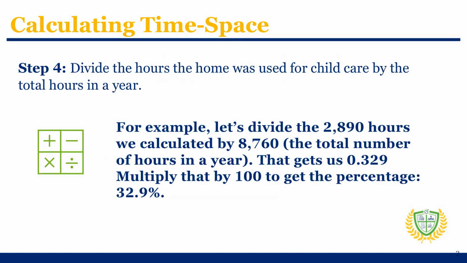Step 4. Divide the hours your home was used for childcare by the total hours in a year. For example, let's divide the 2,890 hours we calculated by 8,760, the total number of hours in a year. That gets us 0.329, multiply that by 100 to get 32.9%.